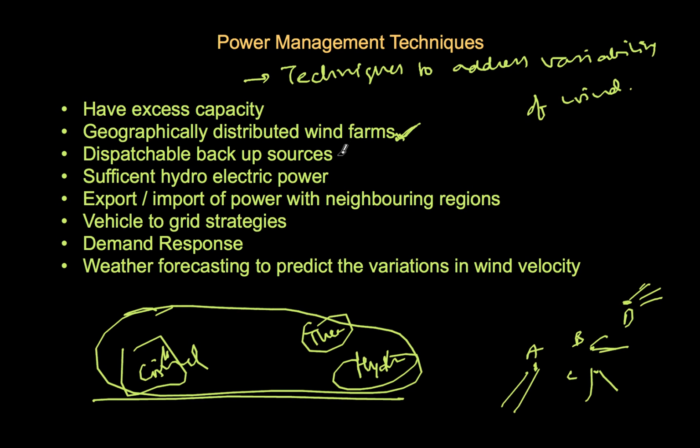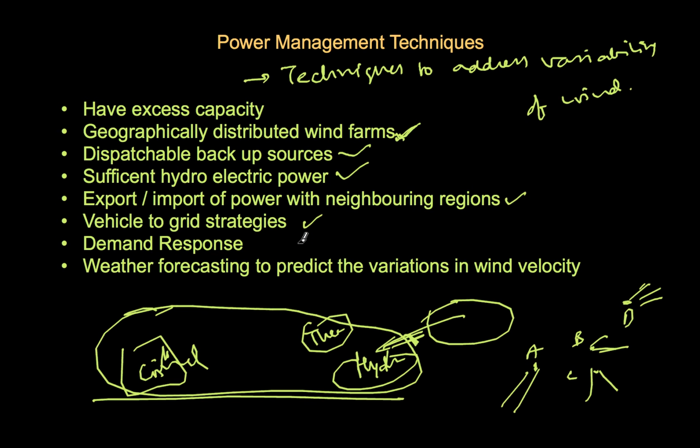We can have dispatchable backup sources, sufficient hydroelectric power, and also export and import of power from neighboring regions. You can have a neighboring region with a transmission line. The moment your wind is lost, you can ask for power to come from the neighboring regions.